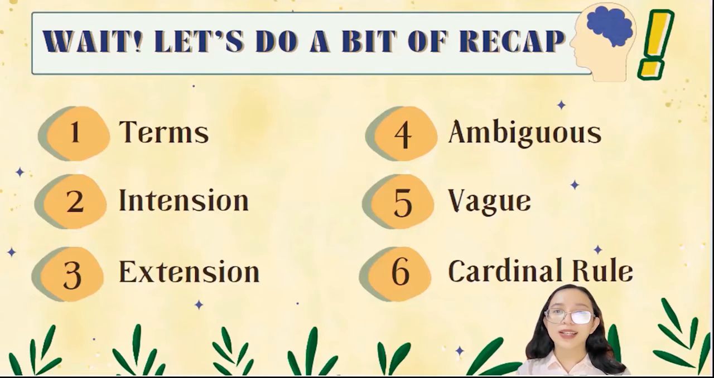Wait. Before we start talking about the new information we would be flashing to your screen, let's do a quick recap of the previous modules. If you would still remember, the words terms, intention, extension, ambiguous, vague, and cardinal rule. Those terms were first introduced by the previous reporters, and I would like to give a heads up that we would be encountering them again throughout our discussion.